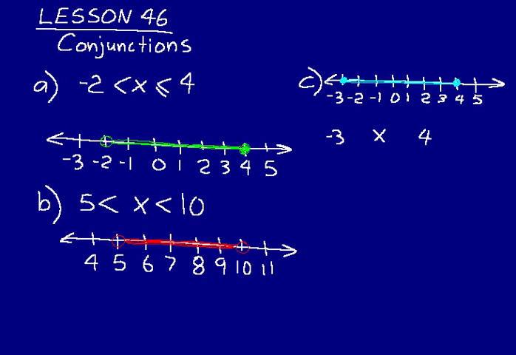Let's put our x right here. And so we'll say that x is greater than or equal to negative 3. X is less than or equal to a positive 4. And so that's our inequality that the graph is expressing. X greater than or equal to negative 3, less than or equal to positive 4. Okay, well that's all for lesson 46.